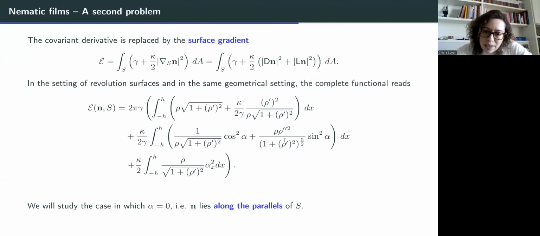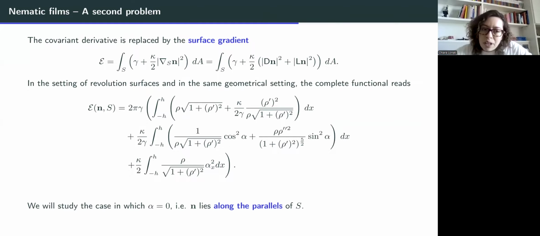So the first choice that we chose to apply was to choose alpha equal to zero. And this is because in the paper by Napoli and Vergori, they did choose two choices. The first was to try alpha equal to zero. So the nematic director is always horizontal, so it lies along the parallels. While the second choice was to put alpha equal to 1 half of pi, so the nematic is always vertical, so it is always along the meridians.